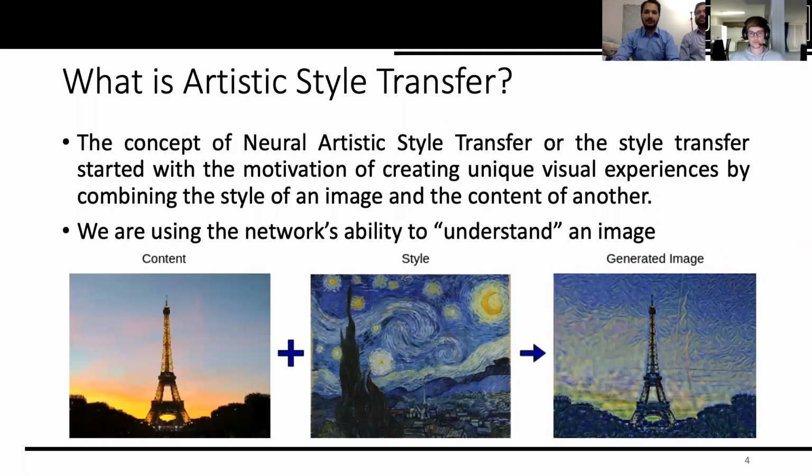Neural artistic style transfer not only limits itself to the transfer of images, but can also be used for creating music as well as for online shopping experiences. But for today's discussion, we'll only focus our topic on the artistic style transfer. The concept of neural artistic style transfer is motivated by creating unique visual experiences by combining the style and the content of another image. Basically, here we train the network to understand an image and produce the images accordingly.